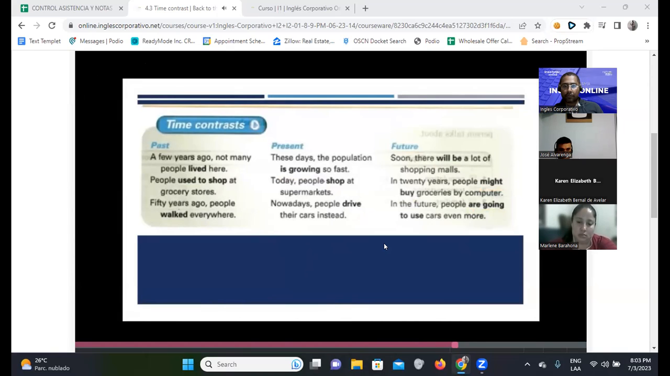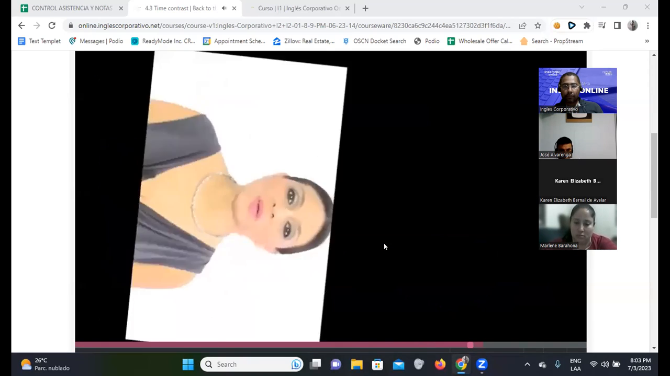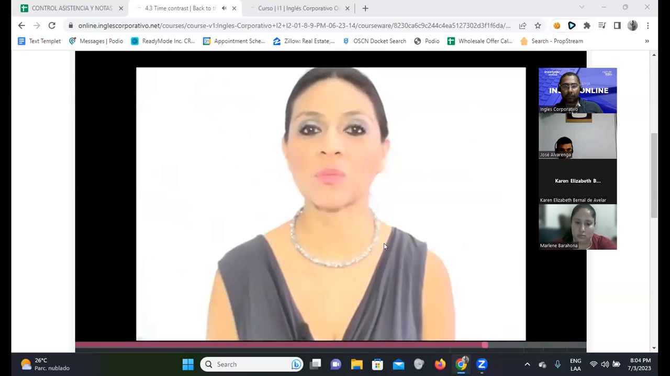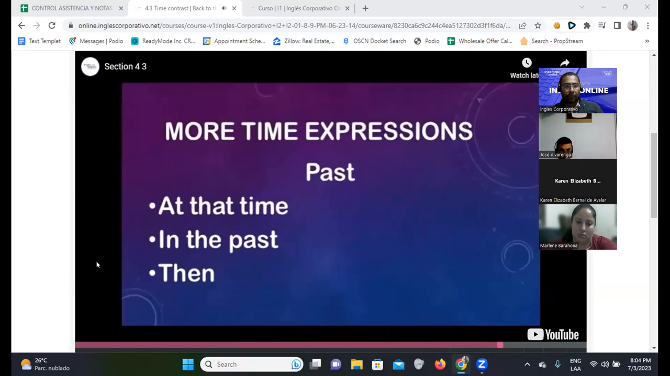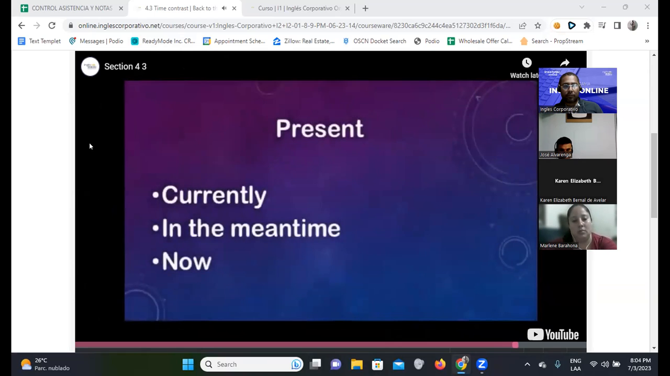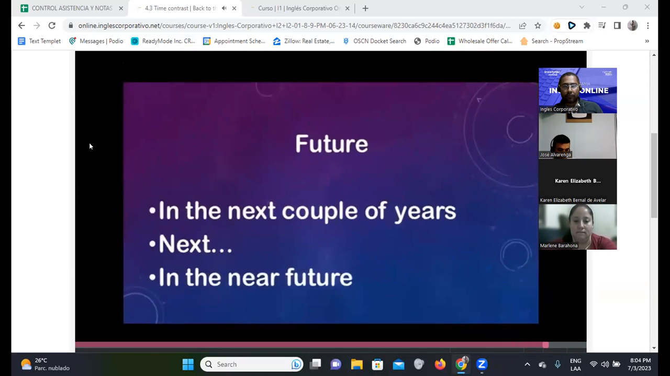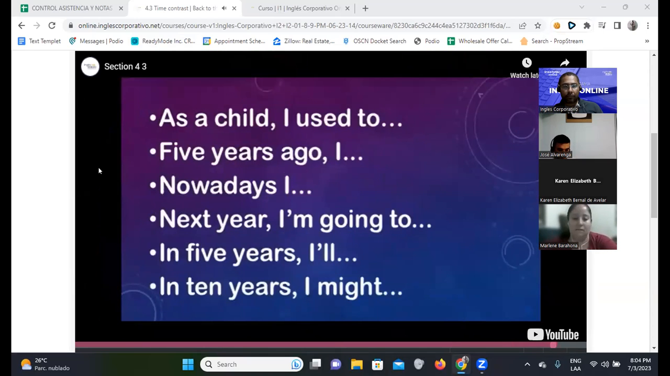Time contrast is easy to use, just double check your verbs. Think about it as one sentence per tense. We will now give you more time expressions that you may use with each tense. Past expressions: at that time, in the past, then. Present expressions: currently, in the meantime, now. Future expressions: in the next couple of years, next, in the near future. Now we want you to write a short description about.